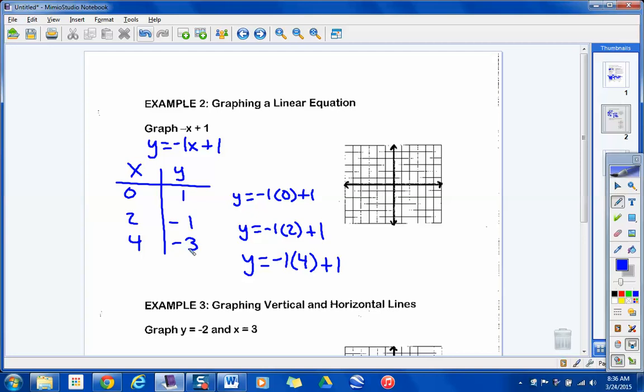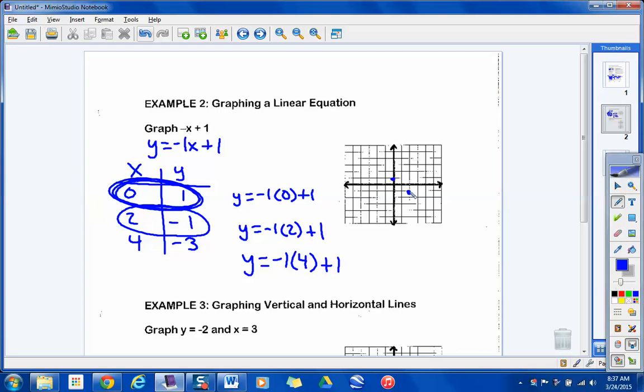So what's the first point I'm going to plot, guys? What comma what? 0 comma 1. Isn't 0 comma 1 going to lie right there on your graph? You guys agree? What's the next point I'll plot then? 2 comma -1. Right 2, down 1.